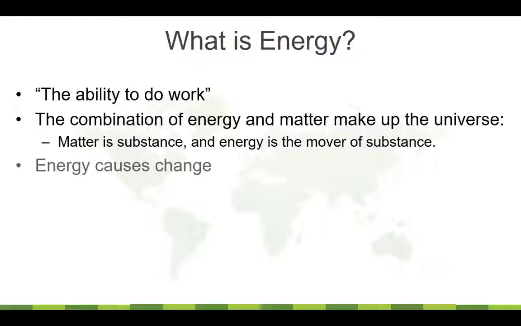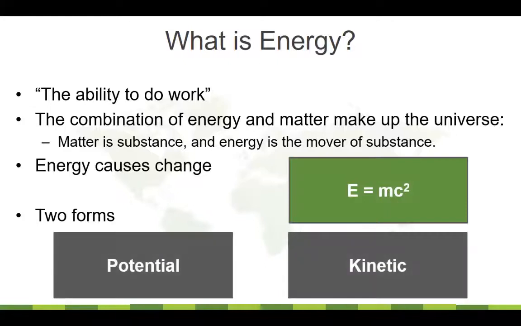So energy causes change. There are two primary forms of energy that we talk about in physics. Those are potential and kinetic, and they are related to each other in terms of being able to convert from one to the other. Similarly, Einstein's E equals mc squared relates energy and matter to each other. Now, why does that matter in terms of environmental science? Well, in environmental science, we are taking potential energy or stored energy and we are using it, which is kinetic.